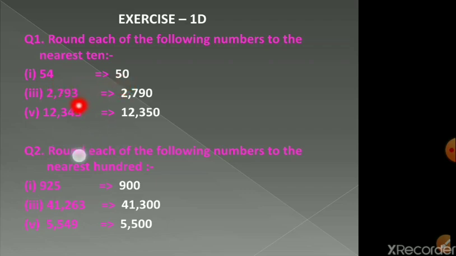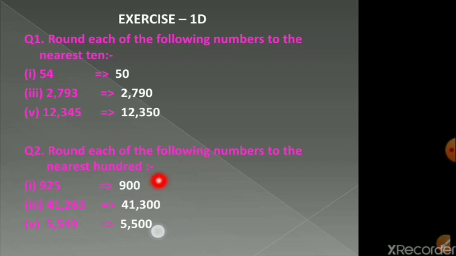Again, 2793. We are having 3 in the units place. So 3 is less than 5. Again, no change in the digit in the tens place. So our answer will be 2790. Fifth question, 12,345. Checking the units place or ones place, we have 5. Hence, there will be a change in the tens place. That is, we will increase the digit in the tens place by 1. So we'll have 12,350.